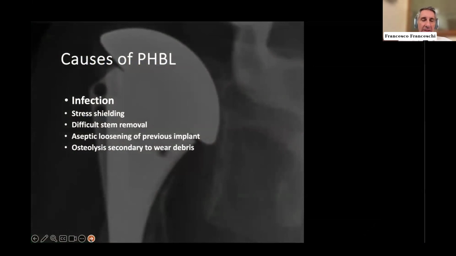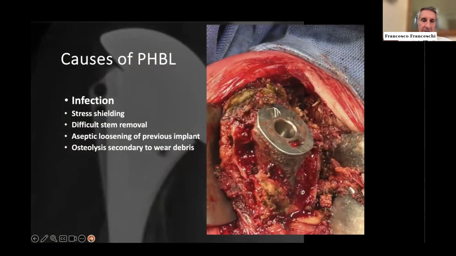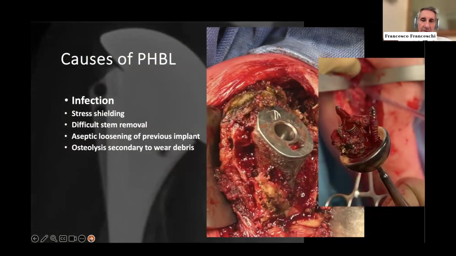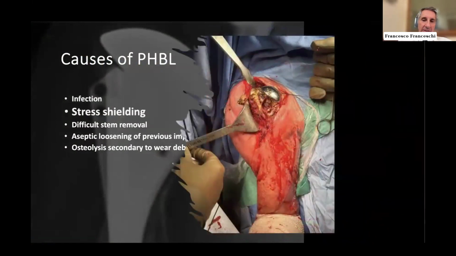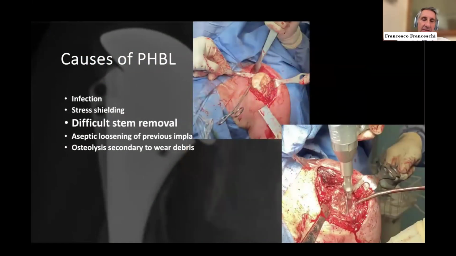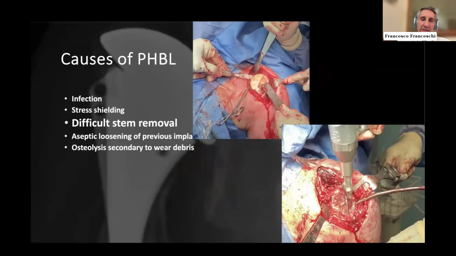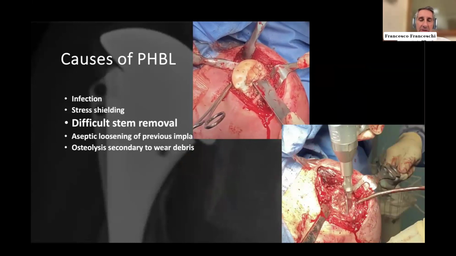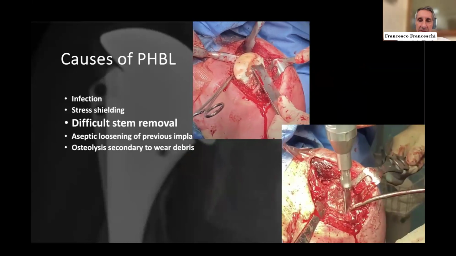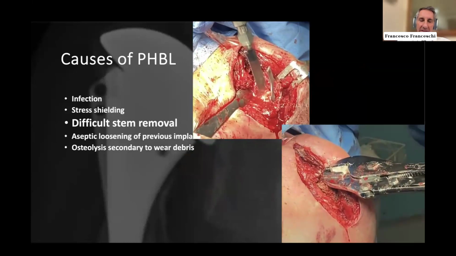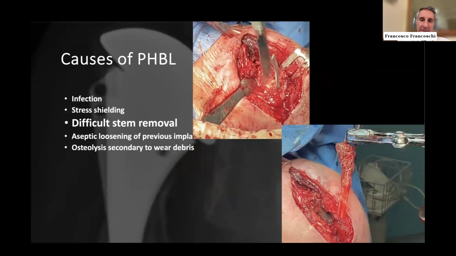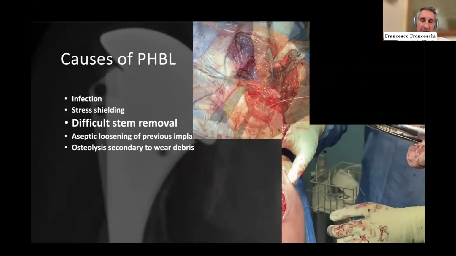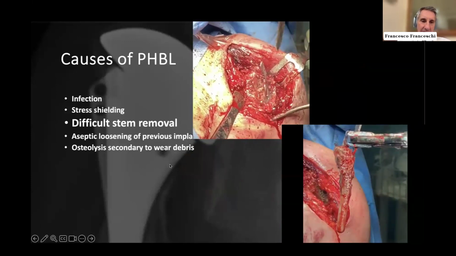As you know, the causes of proximal humeral bone loss are infection, as you can see here. They are really very important and very frequent. Stress shielding, look at this big stress shielding that this patient has about the humeral side using a mini stem. And most of the time, unfortunately, it happens from a difficult stem removal, like in this case. You can see how the humeral stem was wasted by the removal of this cement antibiotic spacer.